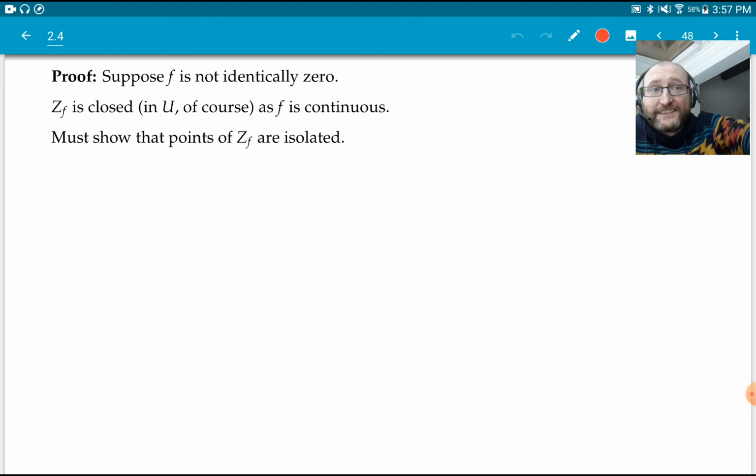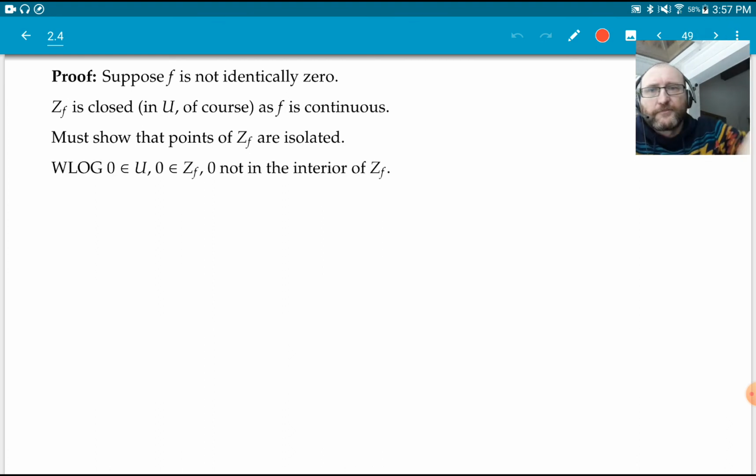And we need to show that it's not just closed, it's isolated points, right? So without loss of generality, let's look at 0. We can do it at any p, but let's just do it at 0. Let's suppose that 0 is a 0, so 0 is a 0 of f, just as I said. It sounds weird, but that's what it is.